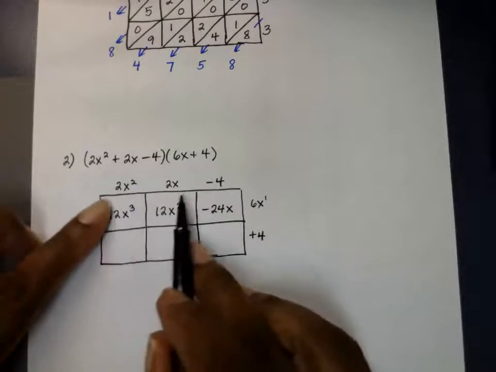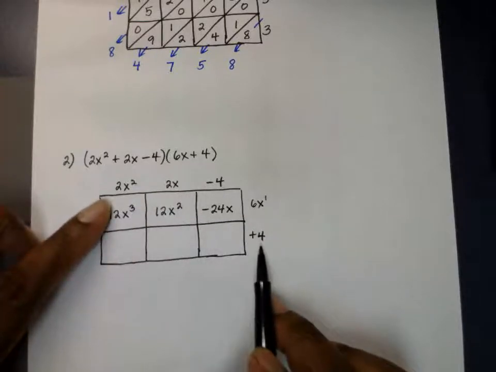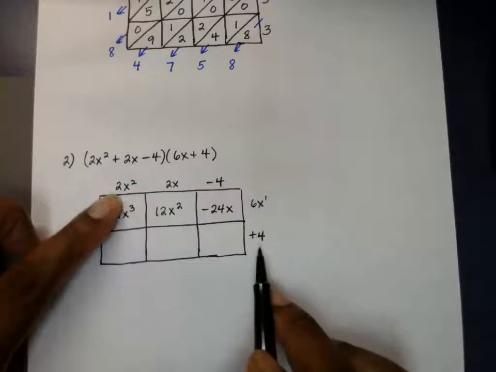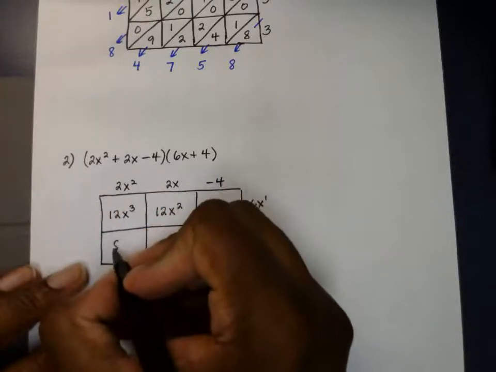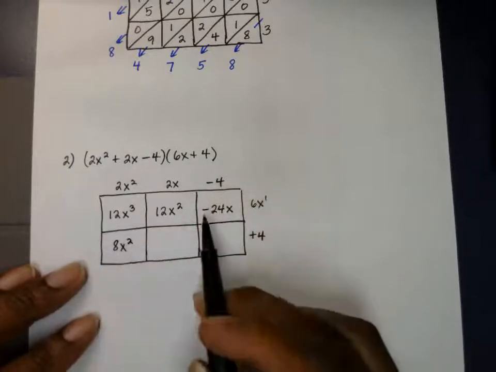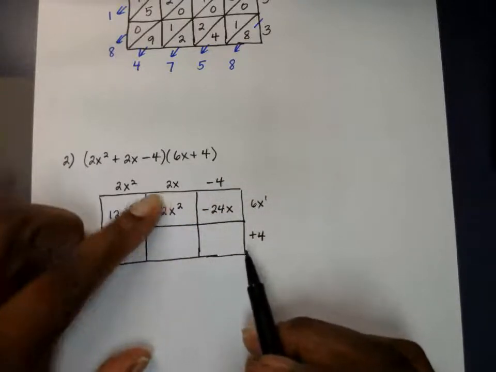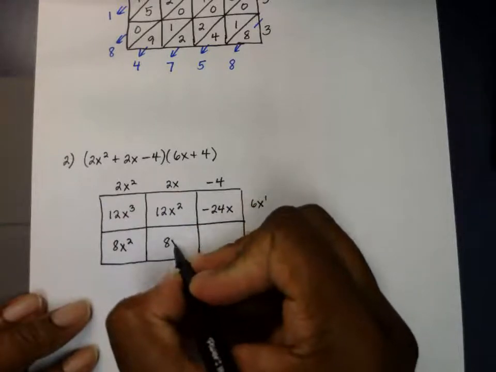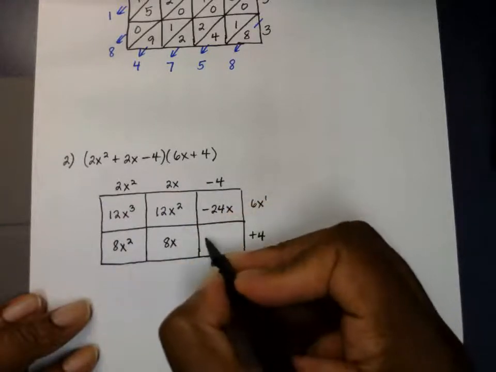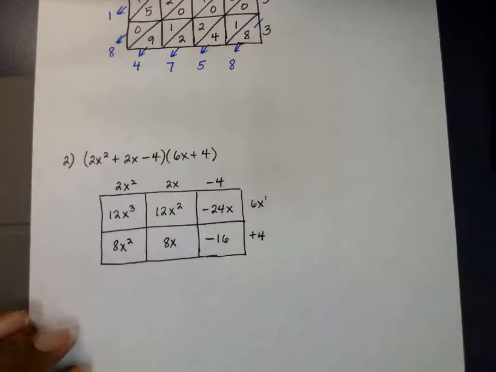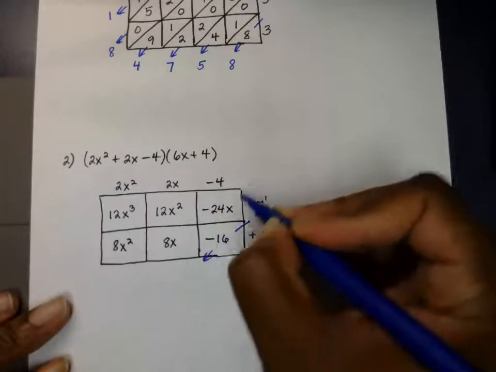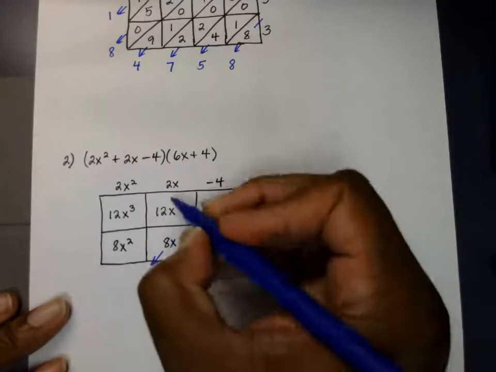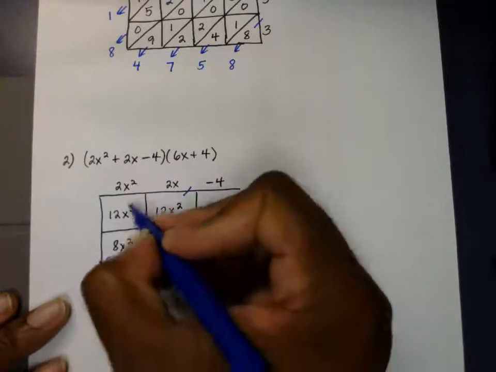And now these same 3 terms will be now multiplied by plus 4. So 2x squared times the plus 4 will be 8x squared. All right, 2x times the plus 4 will be 8x. And then minus 4 times that plus 4 will be minus 16. Okay, and now we'll go ahead and add along the diagonals here. Because if you notice, the diagonals have like terms.